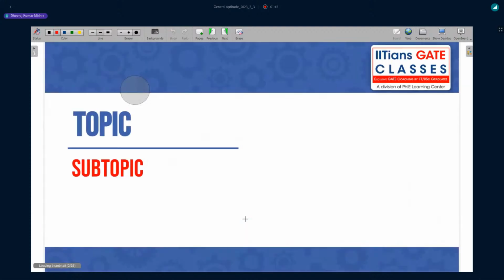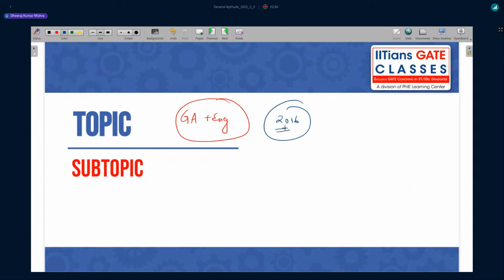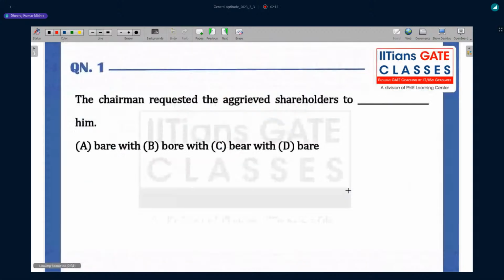So this is going to be the session, and the session is going to be around general aptitude plus English. Already you have learned general aptitude for 4 to 5 years. Now I'm going to talk about GATE 2016. This GATE was organized by IISc Bangalore again. In fact, GATE 2024 will also be organized by IISc Bangalore, right?